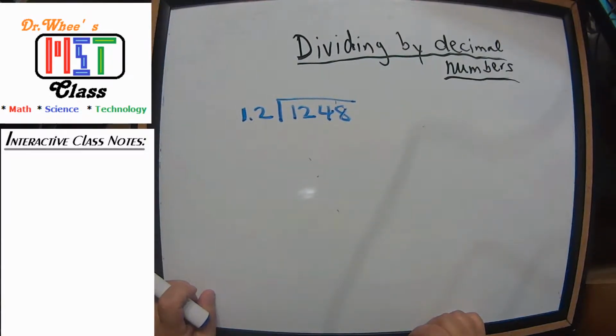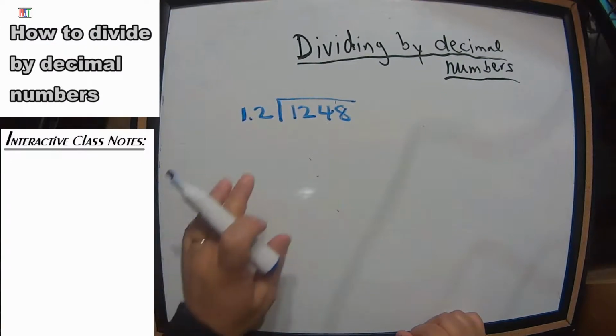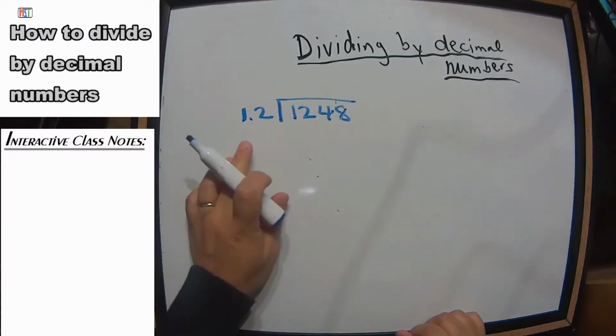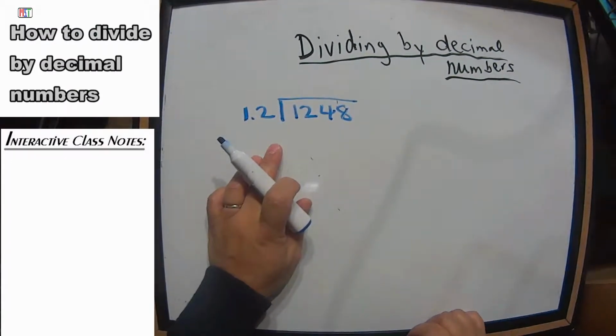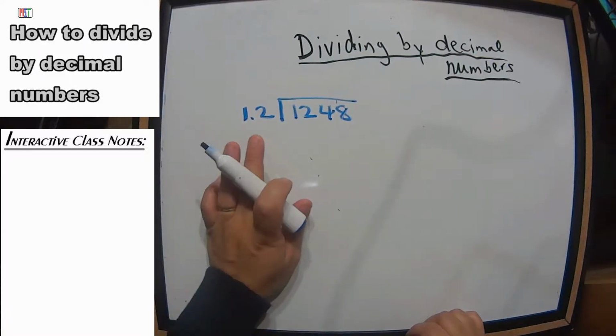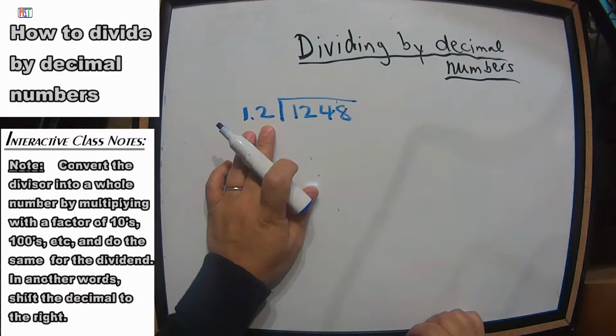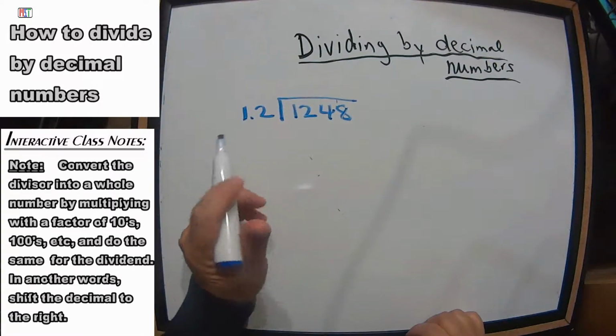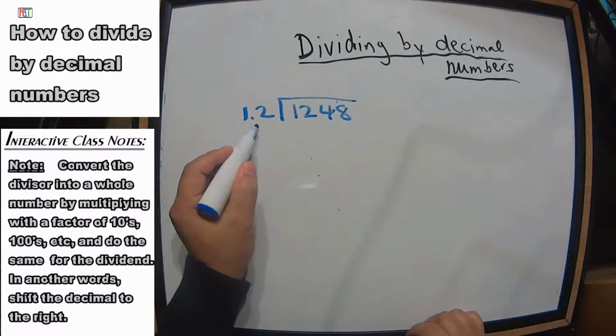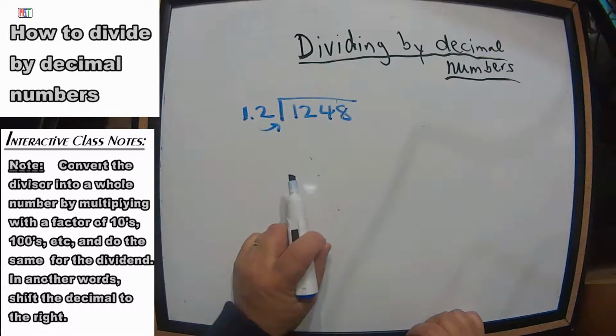Today we'll be learning about dividing by decimal numbers. As you can see here, we have an example where we have 1.2 dividing into 1248. How would we do that? Well, the trick is to convert this decimal into a whole number. How you do that is to shift the decimal to the right, making it a whole number. So make 1.2 into 12.